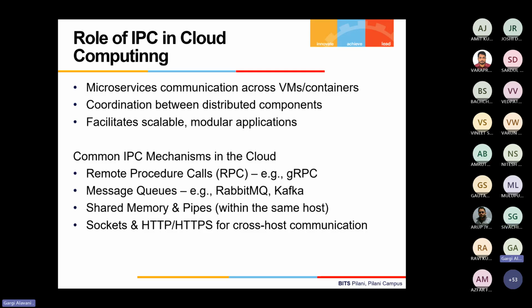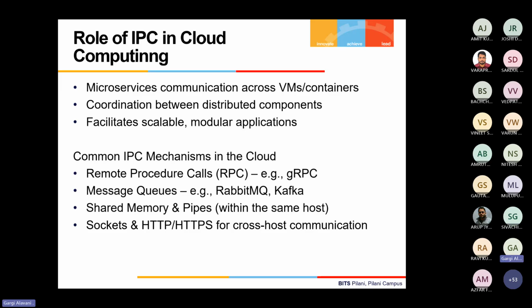Now, what are the common mechanisms used in IPC, especially in the cloud? The first one is remote procedure calls, which we just saw. This allows one service to invoke another service almost like it is calling a local function. You feel like you are just calling a local function.